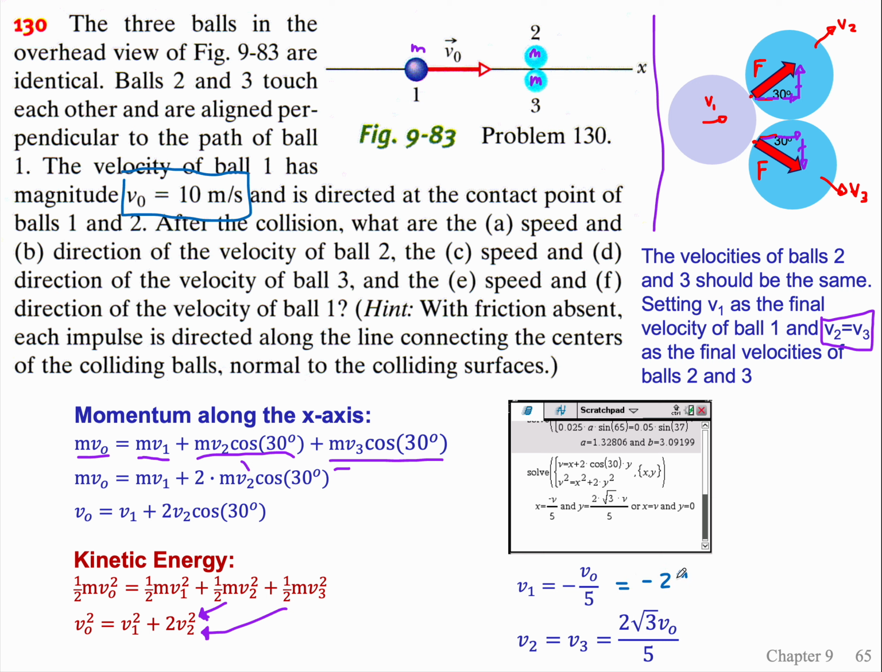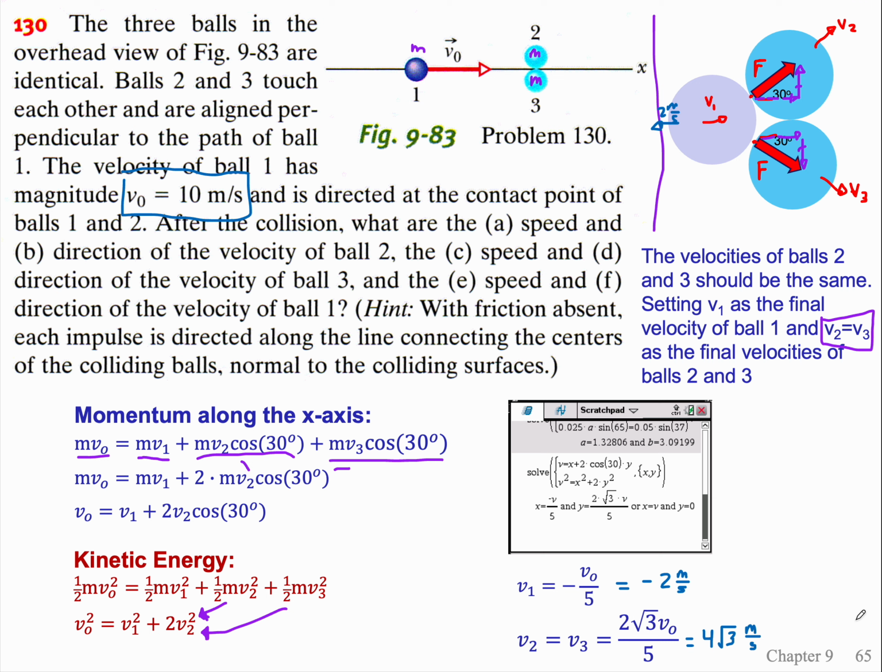What does the negative sign mean? It means I misguessed this one. This purple ball is going to be moving this way at 2 meters per second, not in the direction I drew it. And the other two balls are going to be moving at 4 root 3 meters per second, and you could convert that into a decimal if you want, along those angles, which are both 30 degrees relative to the original.